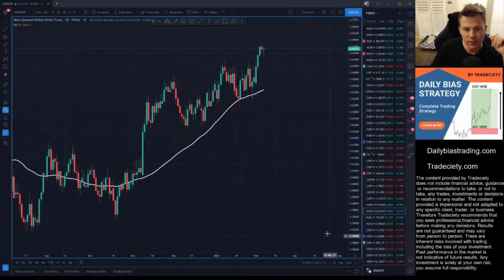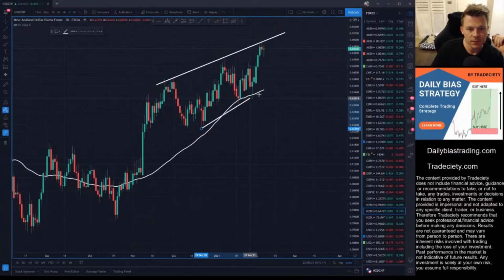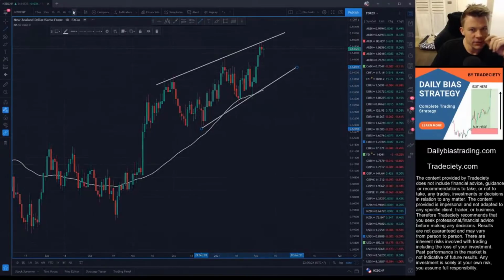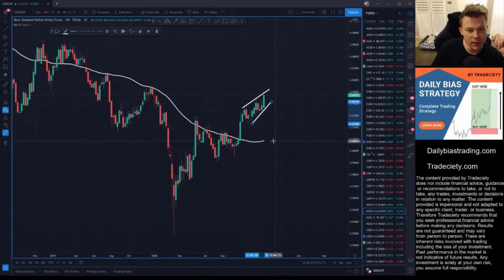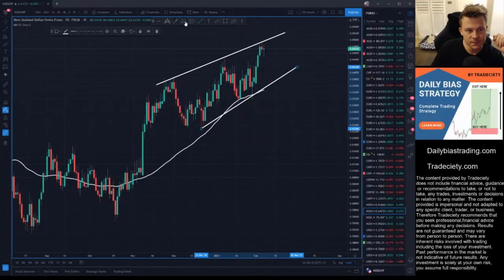So yeah, that's probably what we are seeing right now. Channel to the upside, channel to the downside. Above the moving average, very far away from the weekly moving average. So very overextended market. Will be interesting to see now.